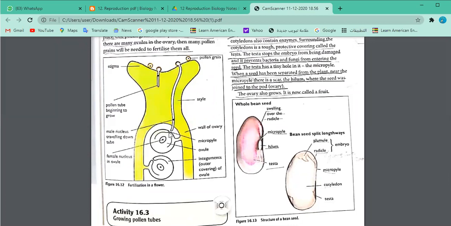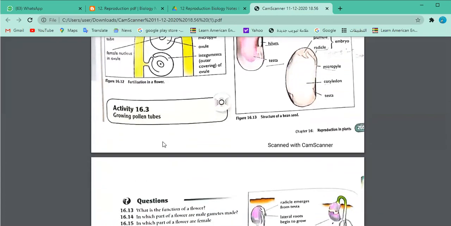You can see the picture. So when you look into the book, it might use slightly different words, but the concept is the same: the pollen grain transfers its nucleus through the micropyle into the ovule. This nucleus, the black dot you can see, fuses with the female nucleus in the ovule. That's called fusion, and that is called fertilization. This cell is now called a zygote, and this zygote will grow into a seed. So this is the whole information you need to remember.